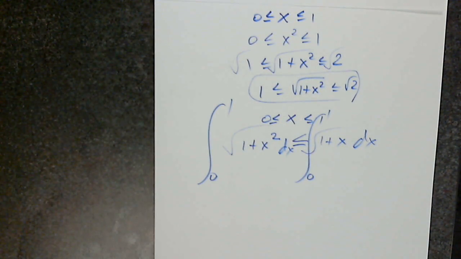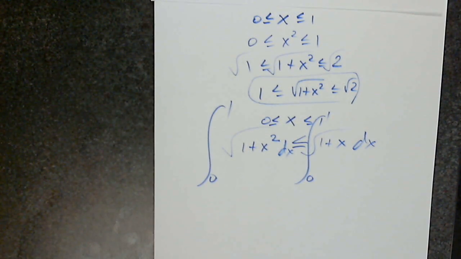That's all I had to show. So for the interval between 0 and 1, 1 plus x squared is smaller than 1 plus x. The square root of 1 plus x squared will therefore be smaller than the square root of 1 plus x. And now I'm allowed to, this is one of the properties, if you remember, if this is f of x and if this is g of x, this area is smaller than this area. So therefore, that is true.